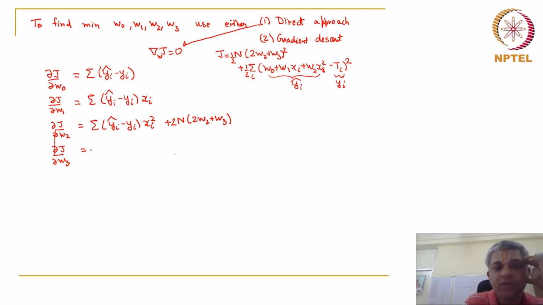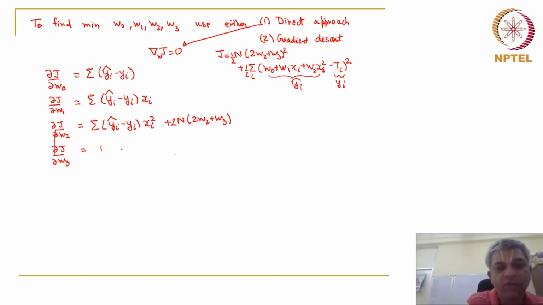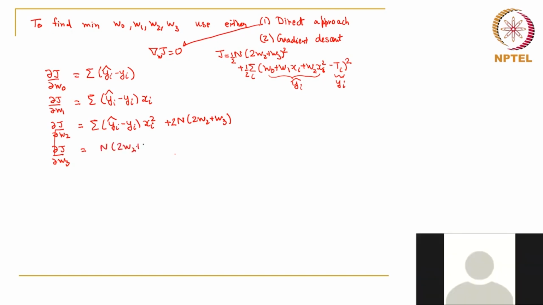And the final equation? N into 2w2 plus w3.